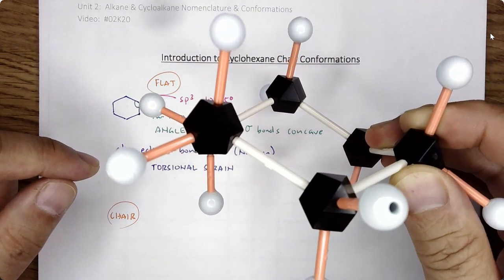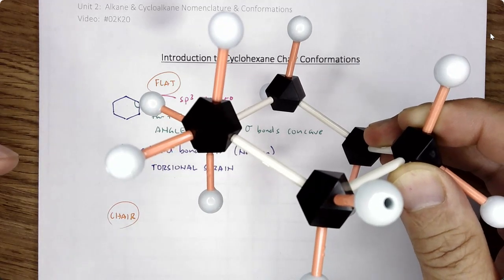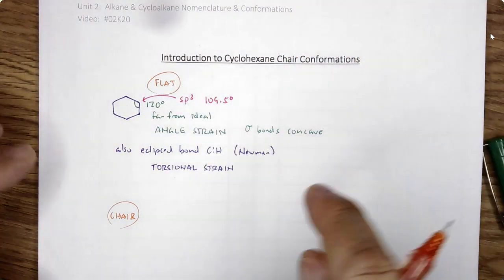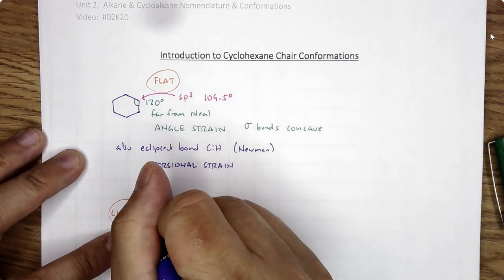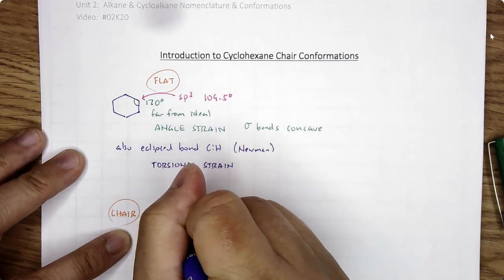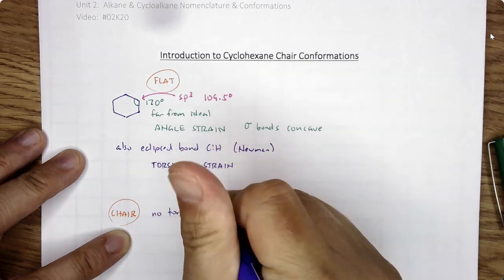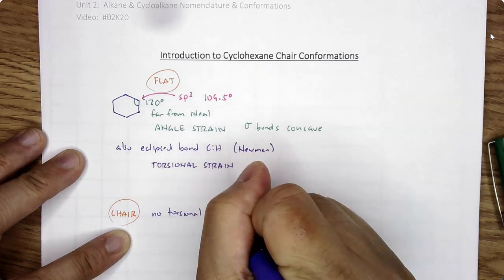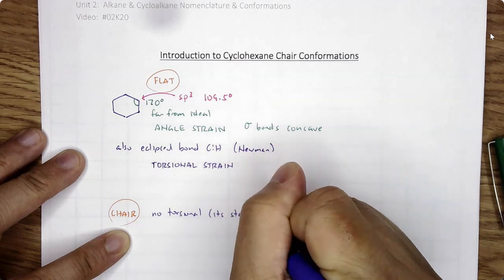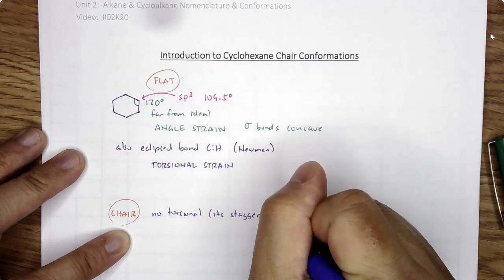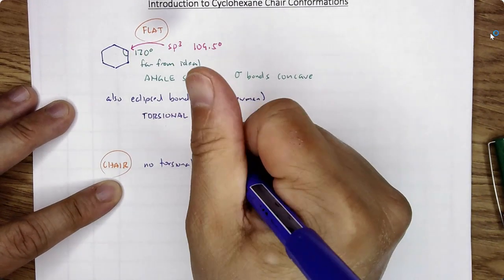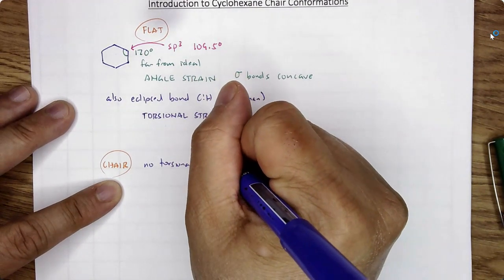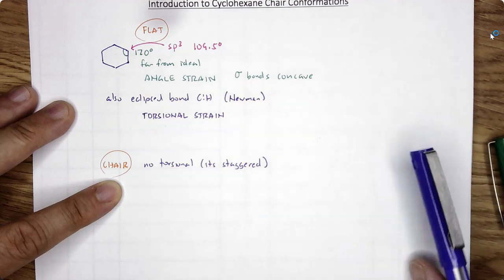Ta-da! That's staggered. So we got rid of the torsional strain. In the chair conformation, there's no torsional strain. It's staggered. That's pretty surprising when you first see it. What's staggered? Well, the conformation's staggered, right?